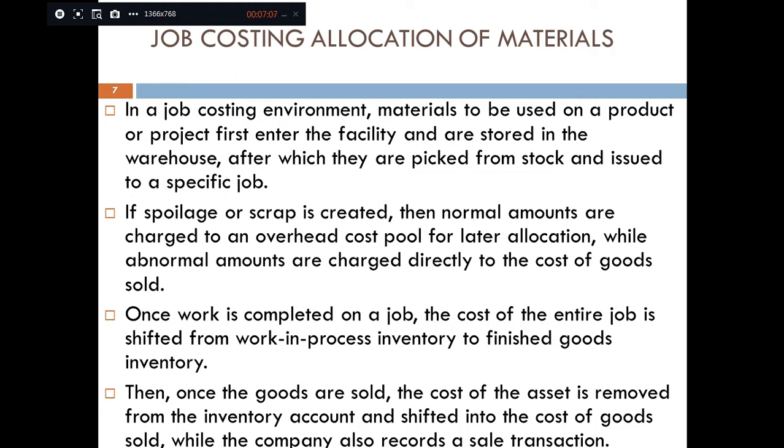This means that in the job costing process, the process flows from direct material to the cost of goods sold. When you use direct material, it will be in work in process. Then when it completes the work in process, it is transferred to finished goods. And when the material is sold, it will be transferred into cost of goods sold. Then inventory will be released.